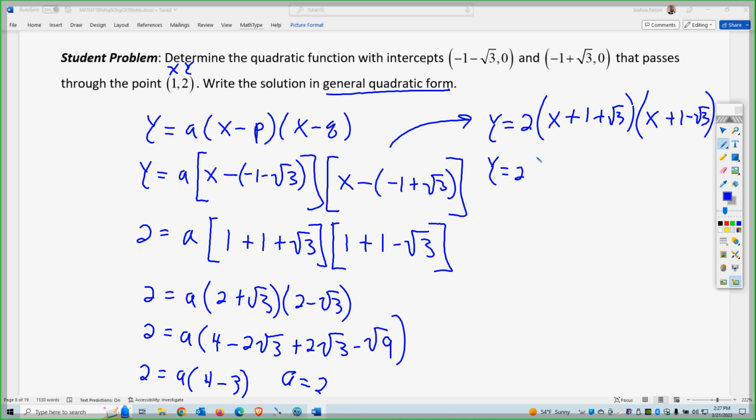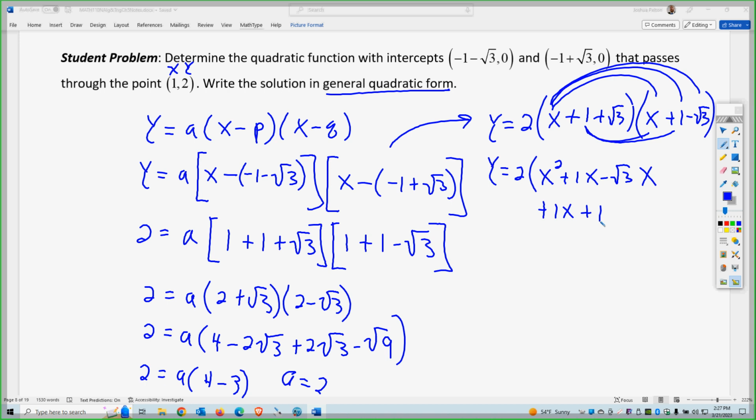So y equals 2. So if I multiply this out, I get x squared plus 1x minus root 3x, right? And I go underneath, I get plus 1x plus 1 plus, minus root 3. And then I go to the last one, plus root 3x plus root 3, and then minus root 9.